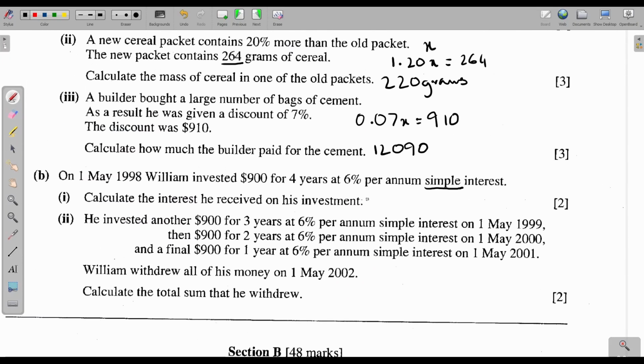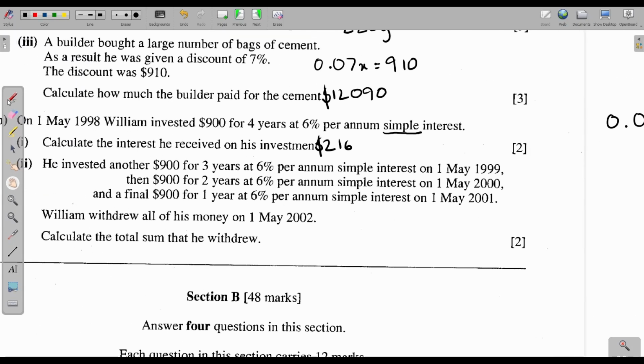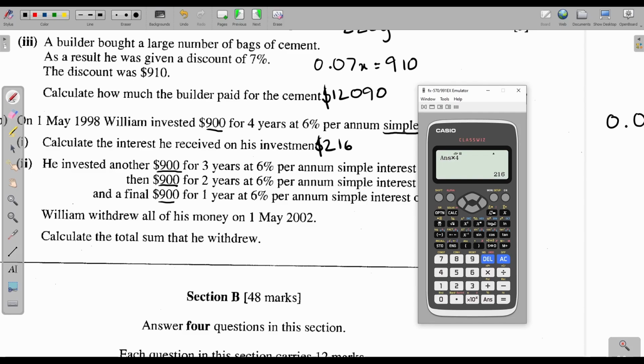So calculate the interest he received. He received $216 of interest over 4 years. All right, and this was also a dollar amount. He invested another 900 for 3 years at 6%, then another 900 for 2 years at 6%, and then finally 900 for 1 year. So this is adding to the original, right? So that goes for 4 years, that goes for 3 years, that goes for 2 years, and that goes for 1 year. It says calculate the total sum that he withdrew after everything.